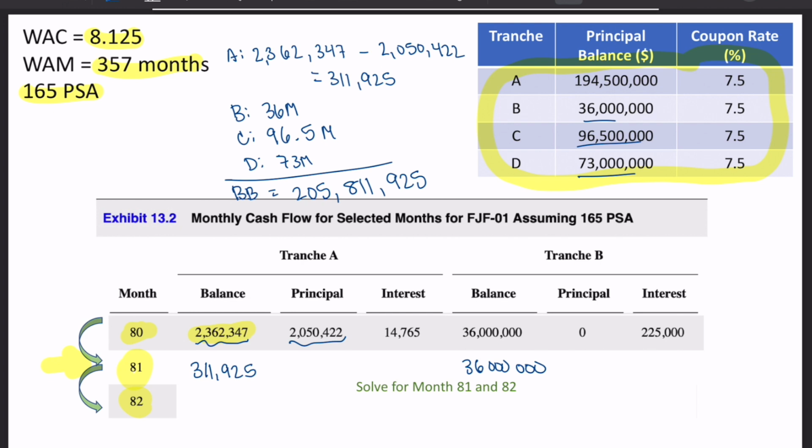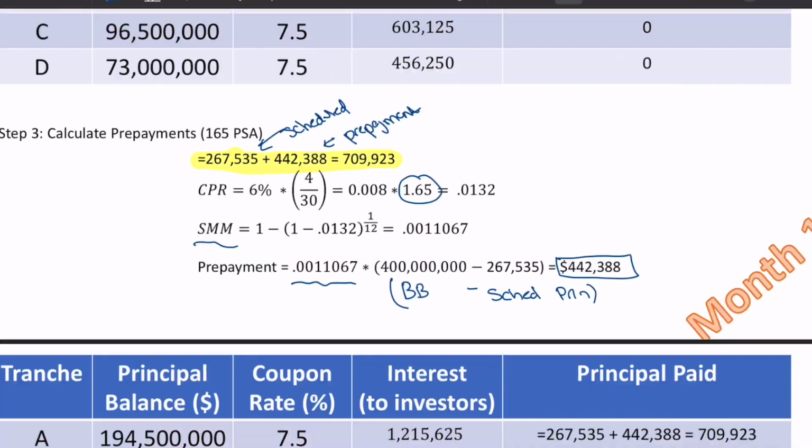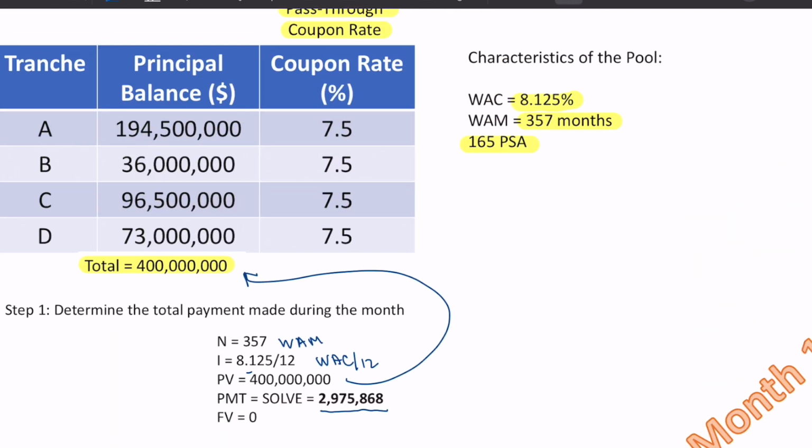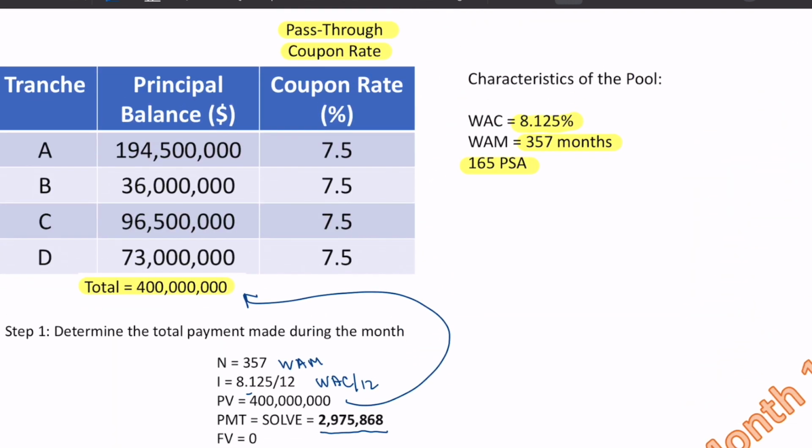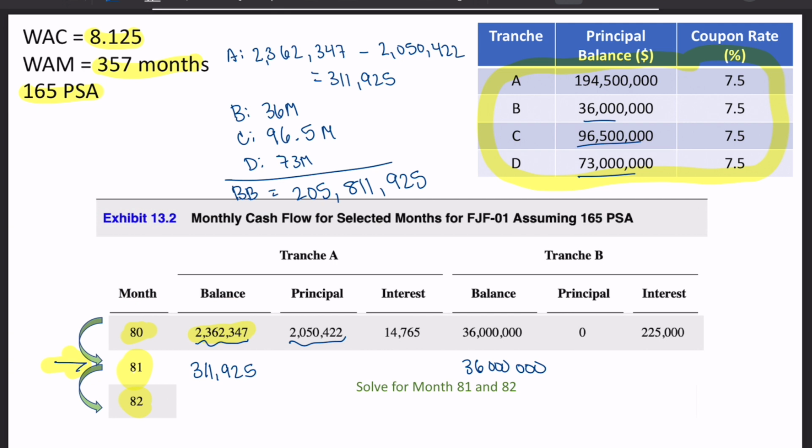I've added in the $311,925 for A, and for B, $36 million. Just like we did before in the PowerPoint, let me go back up to that first month. We need to basically solve the time value of money, but now instead of it being row 1, where N was 357, we're now on row 81, so we want to figure out what our N would equal.